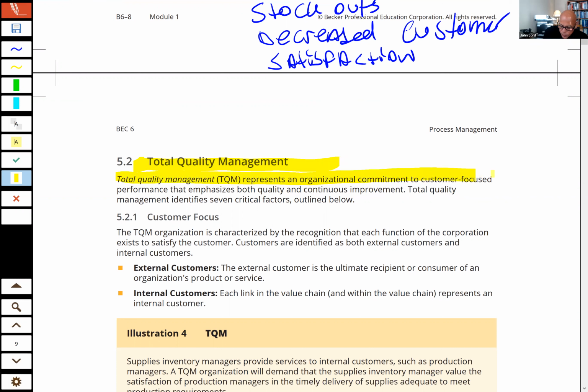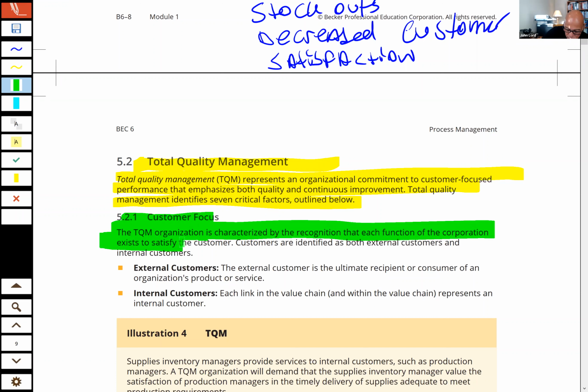Okay, so that's really what total quality management does, but we've already talked about continuous improvement, and it used to be called total quality management. But TQM has a recognition that each function of the corporation exists to satisfy the customer. But again, we've kind of been talking about this as continuous improvement, and I don't see it called total quality management as much anymore.